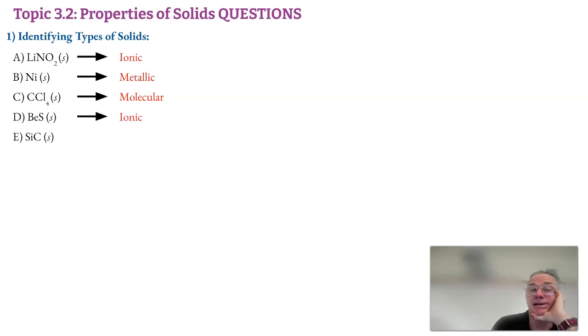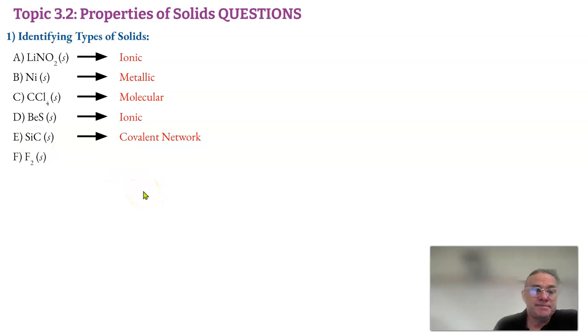Silicon carbide. Now, wait a minute. Silicon's not quite a metal, is it? It's not. This is not going to be an ionic compound, probably. I wonder if this is an example of a covalent network solid. Notice that I deduced that by noticing that this thing has a semi-metal in it. A lot of them have that.